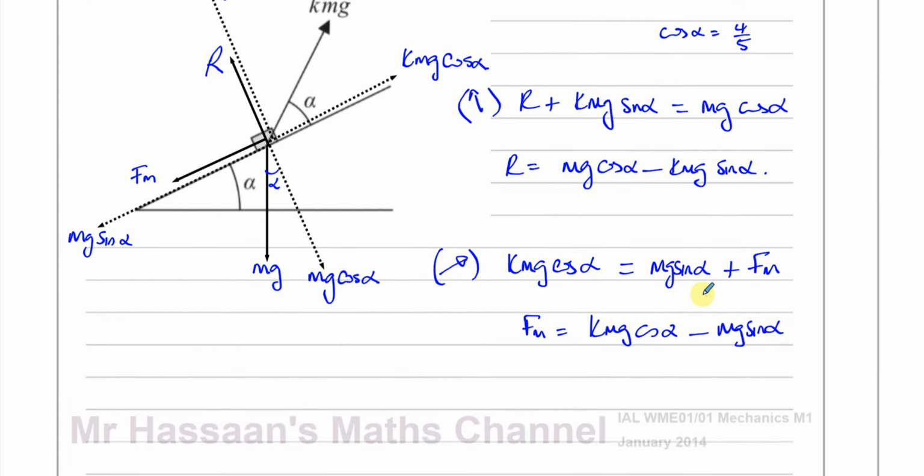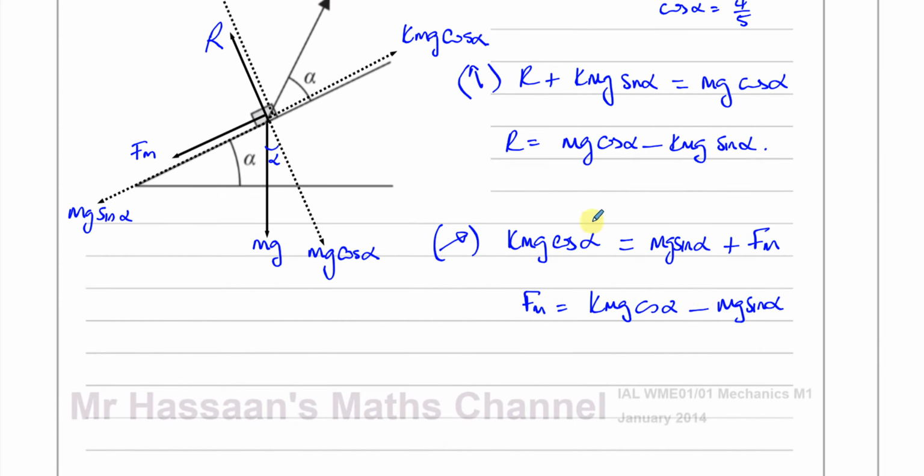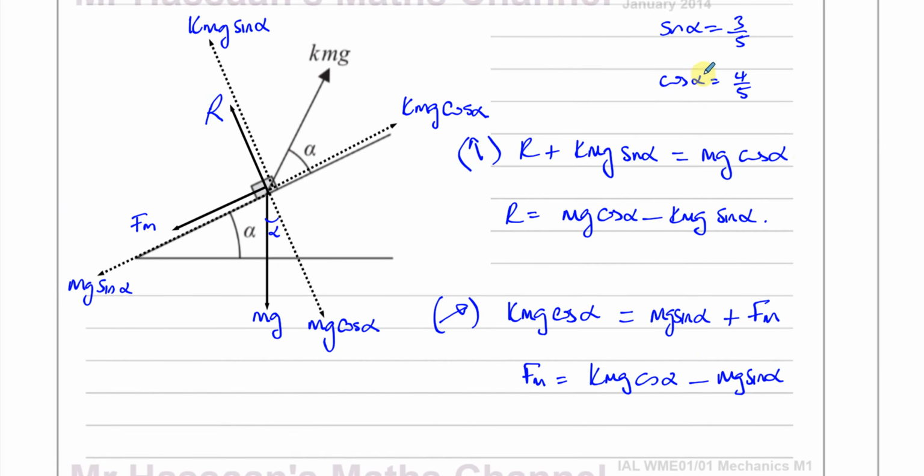All right, so let me take these and simplify them a little bit, because I know that, for example, R is equal to, I know cosine alpha is 4/5, so this is going to be 4/5 mg minus, and sine alpha is 3/5, so that's going to be 3/5 times k mg. Be very careful not to forget the k that's there.